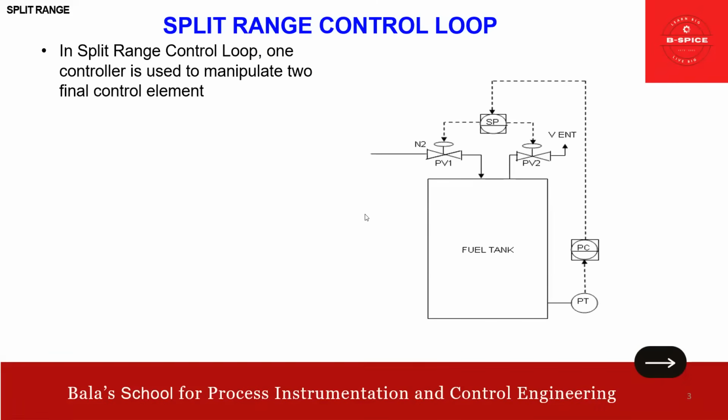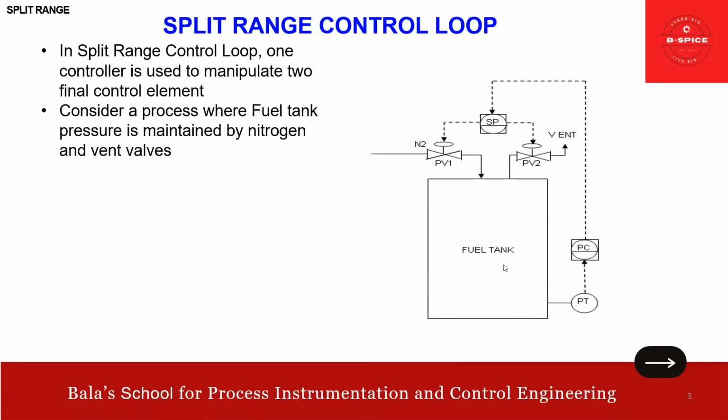In a split range control loop, one controller is used to manipulate two final control elements. Got it, friends? In a split range control loop, one controller manipulates two final control elements. These are the final control elements. As simple as that.